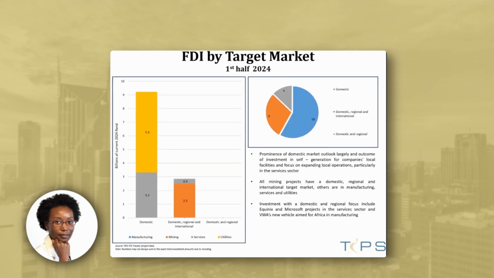By target market, most investors' outlook is on the domestic market. This is largely an outcome of self-generation projects and mining projects. They're the ones that have a domestic, regional, and international outlook. Investment that is domestic and regional includes data center development projects by Equinix and Microsoft.